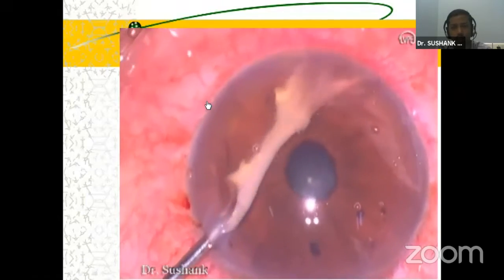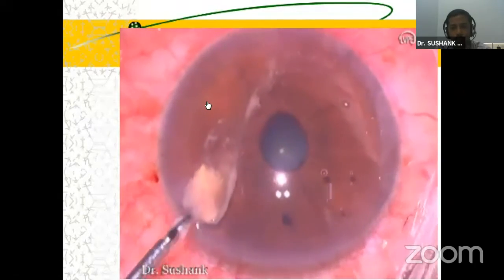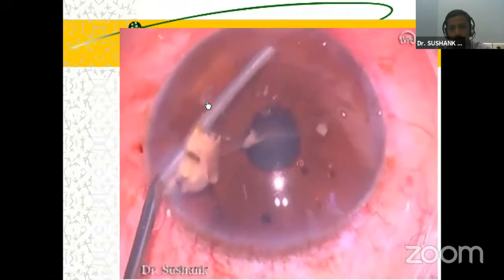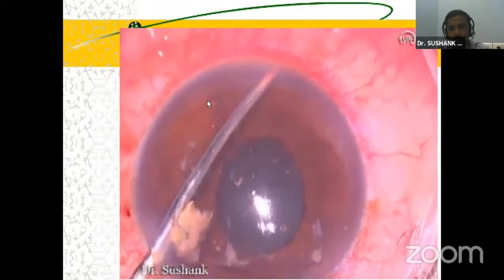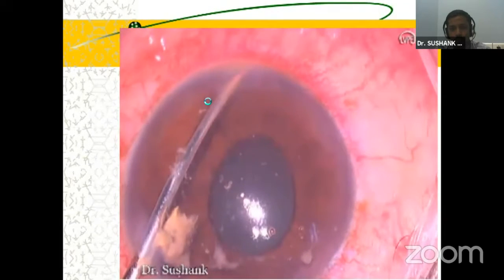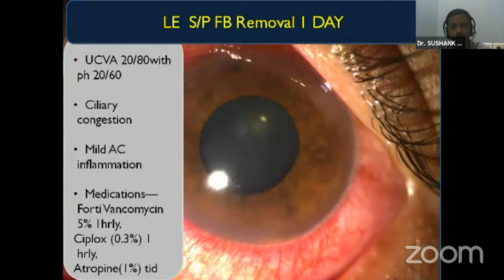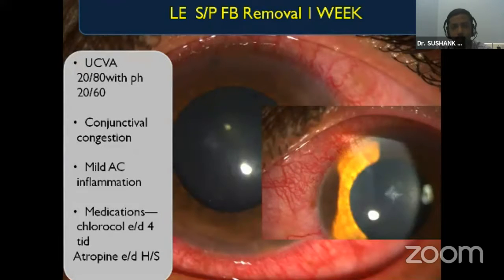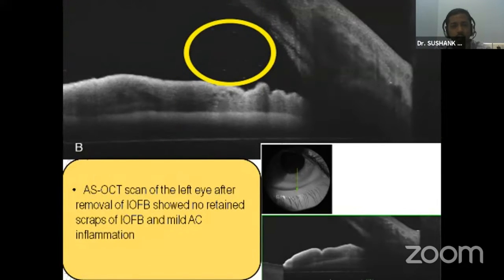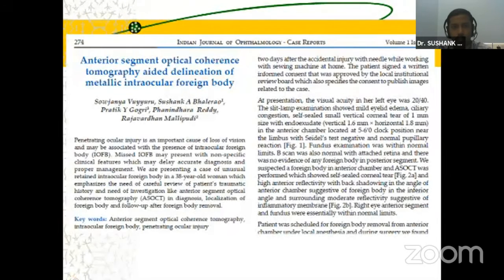Then the endo exudate was removed and sent to microbiology, and then we checked for any residual foreign body. And then wound visco wash was done, and the wound was hydrated. Vision improved to 20/60 on day 1, and then stayed at 20/60. After 4 days, we did ASOCT, which showed no retained scraps of IOFB, and mild AC inflammation was seen. So we published this case in the IJO case reports.